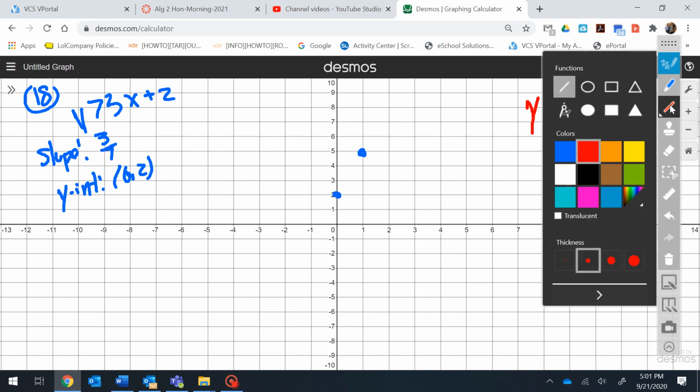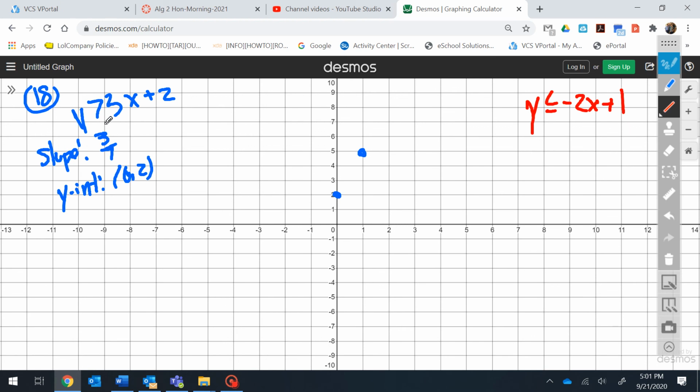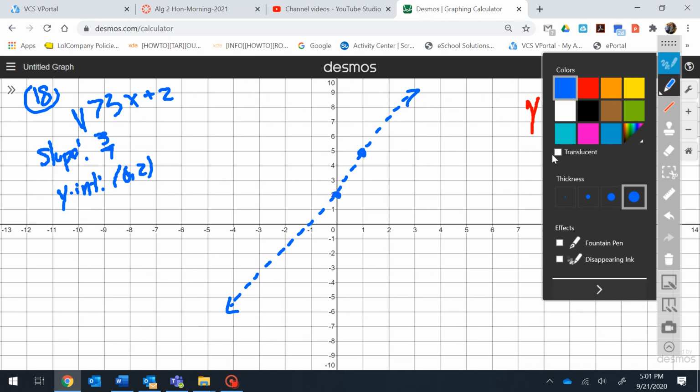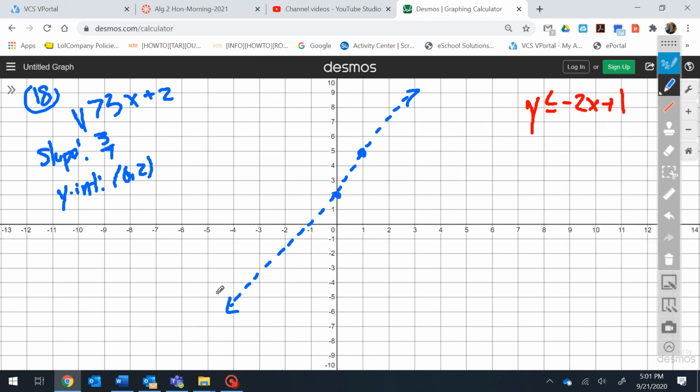So this will be a dashed line because there's no equal to symbol on the inequality. So dashed line. And it's shaded above because it's a greater than symbol, so we'll shade it above. Like so.